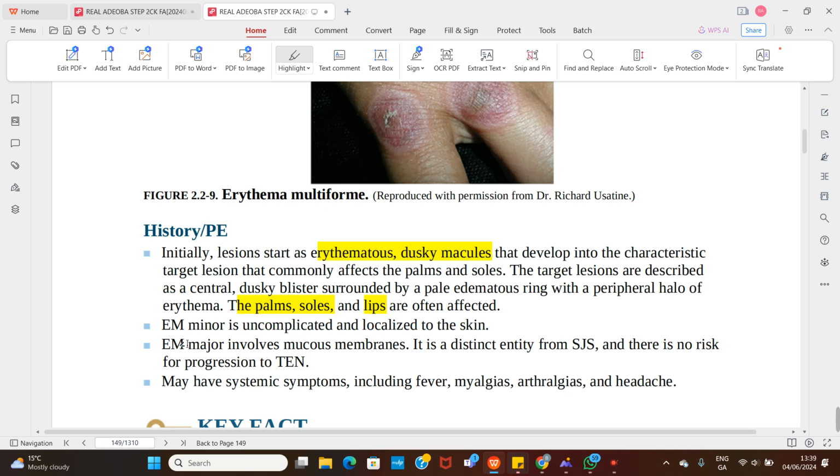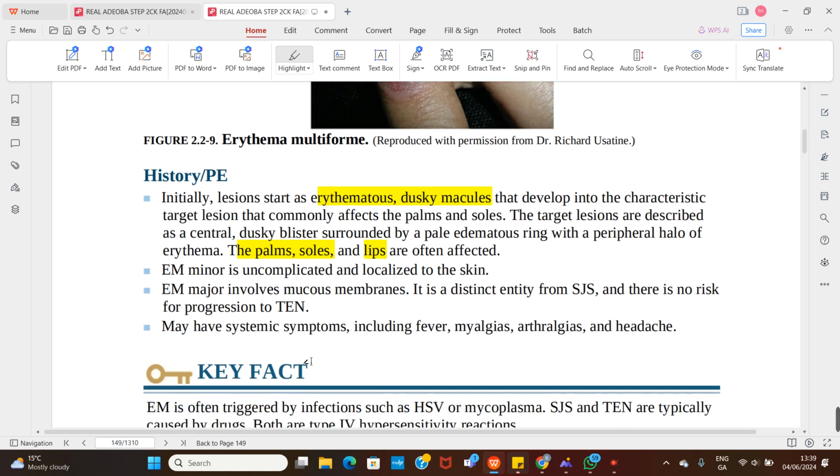Because these target lesions can also occur in individuals with toxic epidermal necrolysis or Stevens-Johnson syndrome, you need to do some tests to separate them, right? This is stuff like the Nikolsky sign. When you apply pressure to these blistered areas, they don't rupture. The Nikolsky sign is negative in erythema multiforme, right?